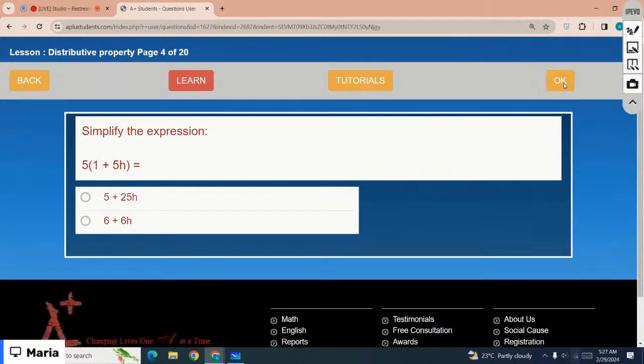Simplify the expression 5 times 1 plus 5h. So which is the correct option? That is 5 plus 25h. Option number 1 is the correct option, right?